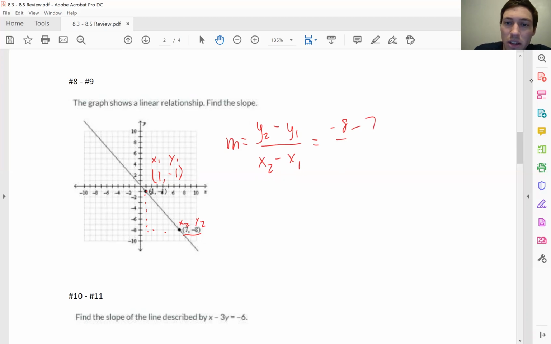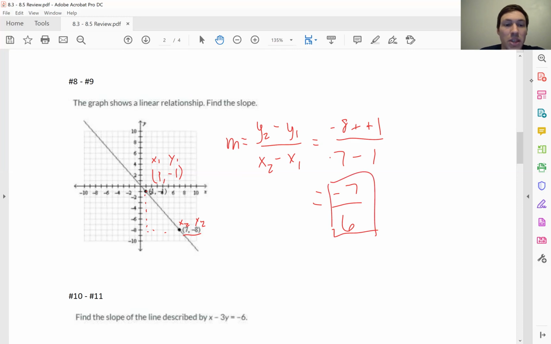So when I plug in, that gets me -8 minus 7 all over -8 minus -1, all over 7 minus 1. So in this case, minus a negative, I get -8 plus 1. So that gets me -7 all over 7 minus 1, which is 6. So the slope on this one is going to be -7 over 6.